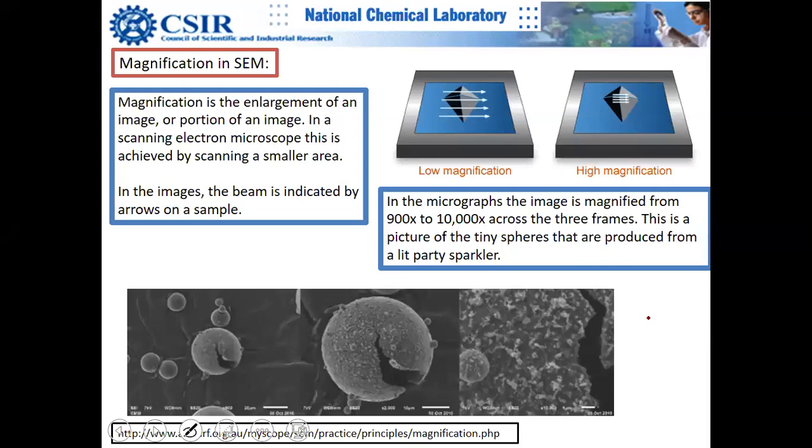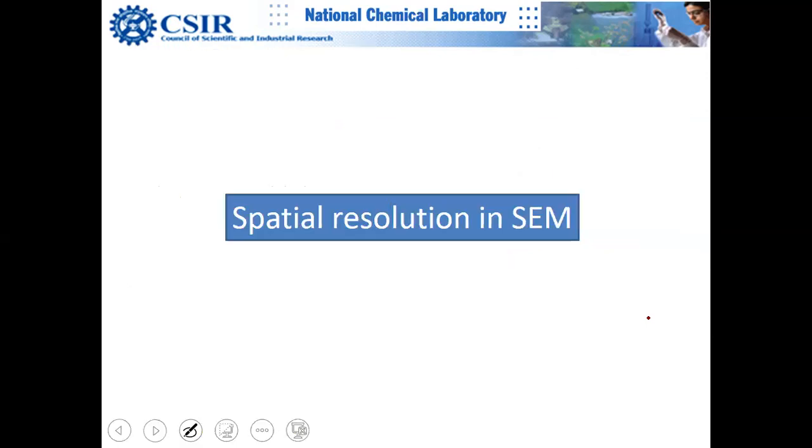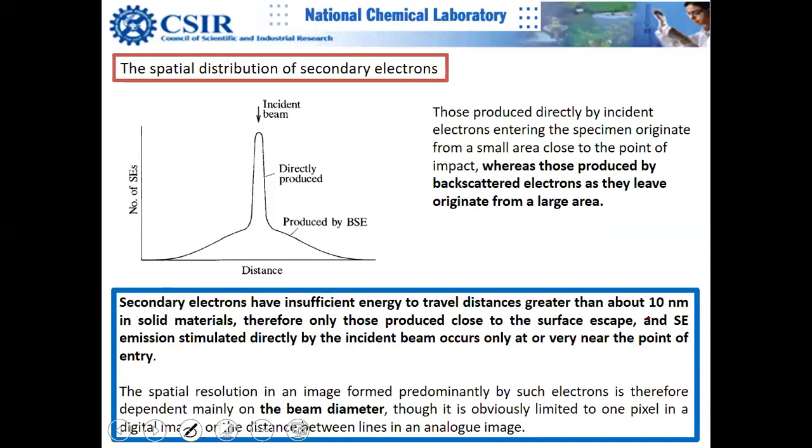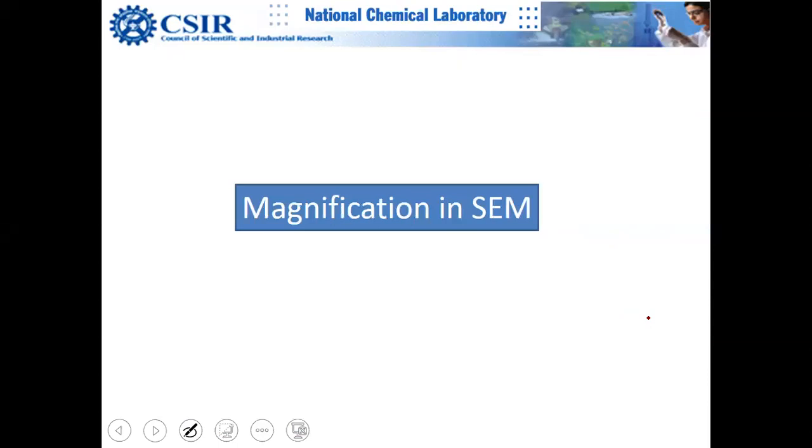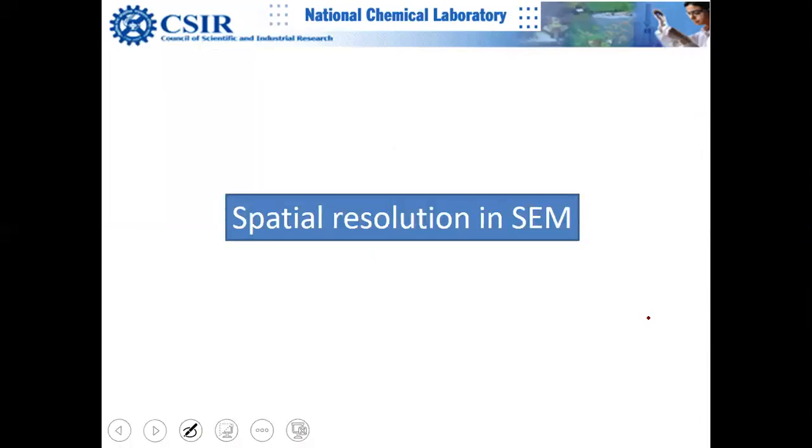Magnification is fairly simple: you are looking at smaller and smaller areas. It depends upon how you scan. You have scan coils in SEM, so you can just select the area and then start magnifying. Yes, this is a very important topic. Often students ask what about the spatial resolution in SEM? I have already answered a little bit. I've given you concepts, so it will be easier for you to understand the spatial resolution now.